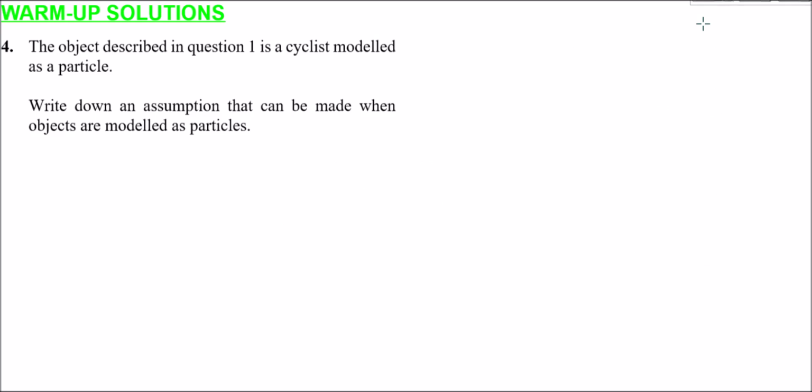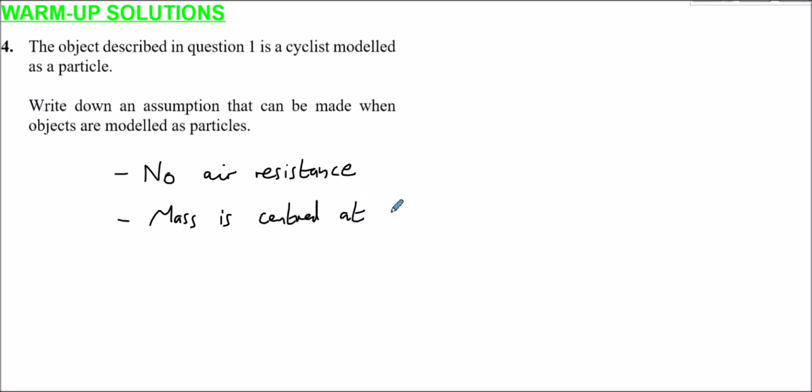Finally, for warm-up, question 4, the object described in question 1 is a cyclist modelled as a particle. It now says to write down an assumption that can be made when objects are modelled as particles. Okay, so when we model objects as particles, we can make a few assumptions. We can assume that there's no air resistance, because if it's just a point particle, there's nowhere for the wind to actually blow at if it's just a singular point. Also as well, we can consider the mass to be centred at one point. And that's it for the warm-up.